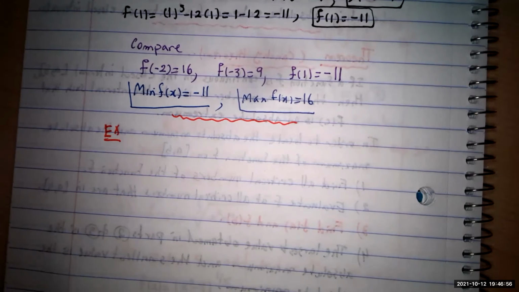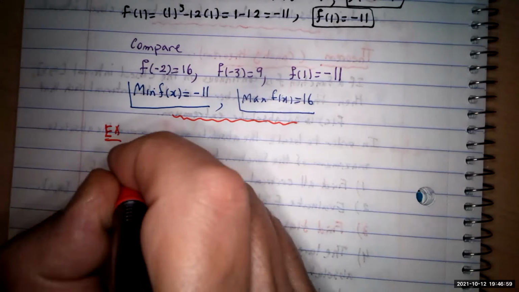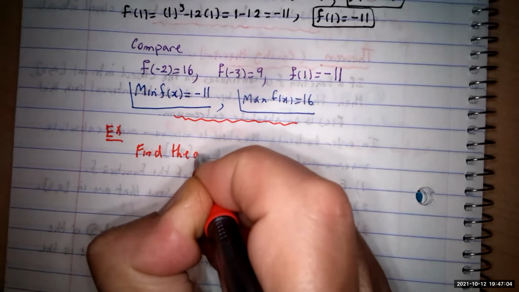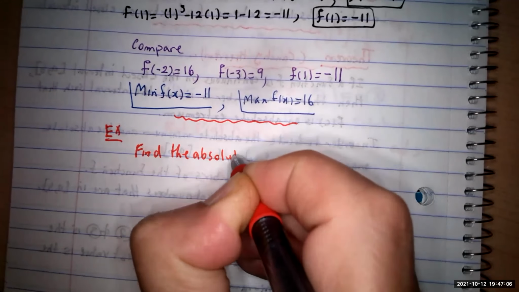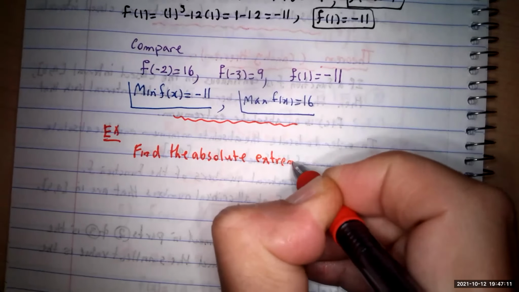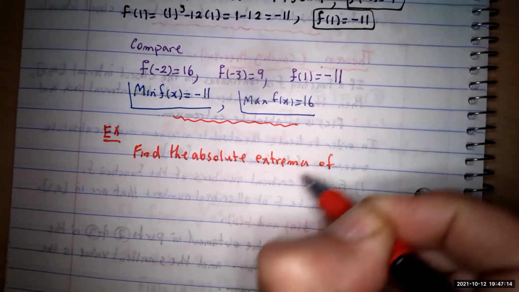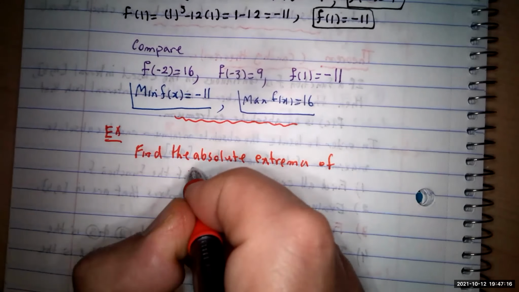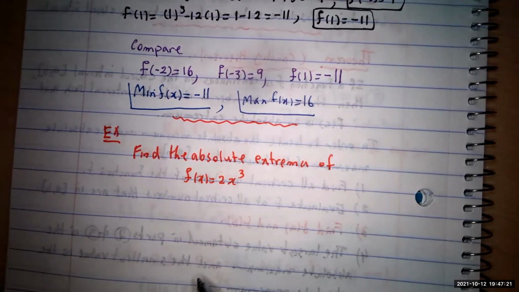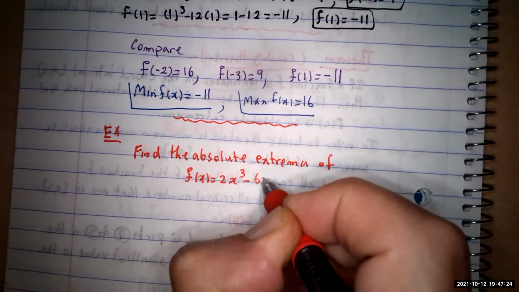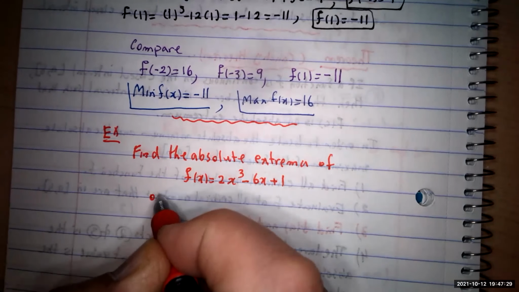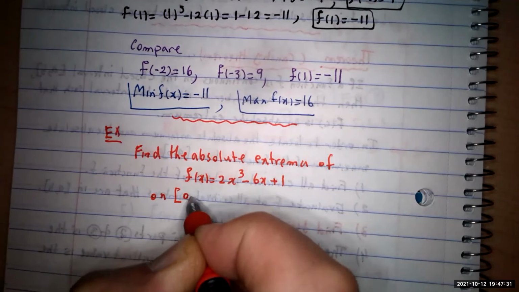For example, the example is, I would like you to find the absolute extrema, meaning max and min, of this function. The function is f of x equal to 2x cubed minus 6x plus 1. And you want to do it on this interval. The interval is 0 and 3.